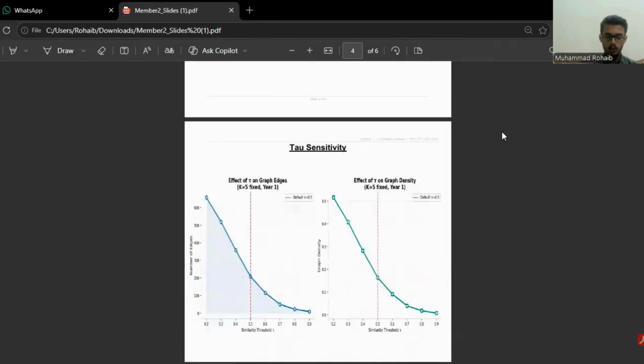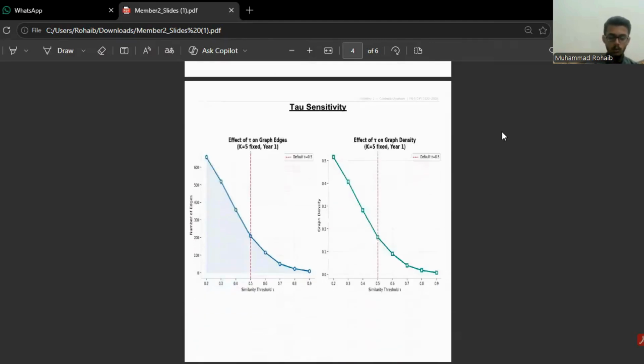Next, the tau sensitivity. This shows how results change with tau. At tau 0.2, there are too many connections, 650. At tau 0.8, too few connections, 25.